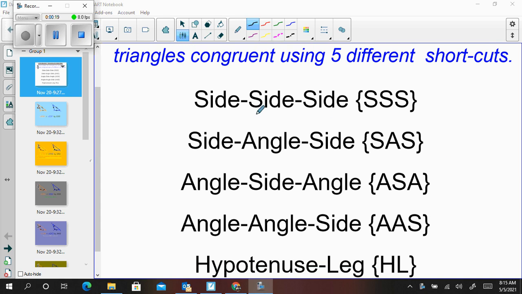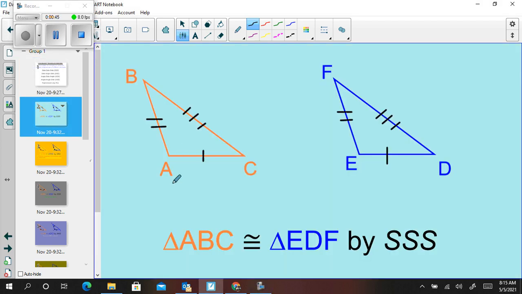These are the shortcuts. If you can show all three sides are congruent, side, angle, side, angle, angle, side, and hypotenuse leg. Okay, there is no such thing as angle, side. You shouldn't be writing that on the paper in general and in geometry. It doesn't work. It could be hypotenuse leg, and I'll go over each of those on the slides. Side is fairly self-explanatory. If three sides of one triangle are congruent to three sides of another triangle, the two triangles are congruent.